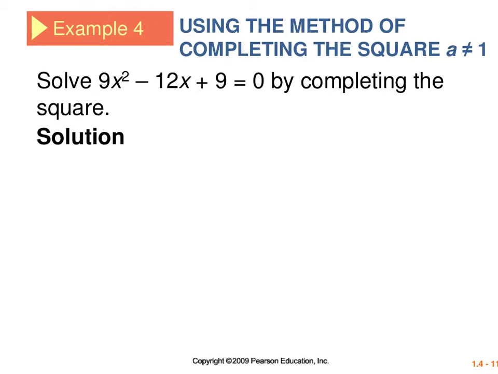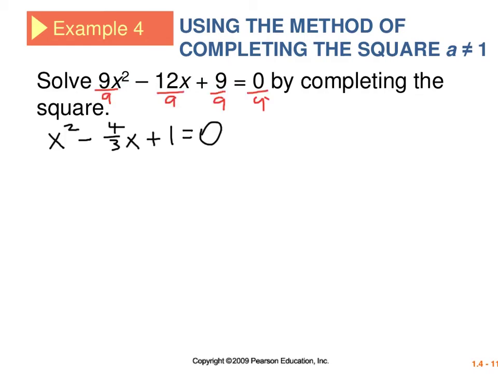Alright, this will be our final example. And I have 9x squared minus 12x plus 9 equals 0. And this time, since my a term is not 1, I have to divide out and make it 1 to complete the square. So I'm going to divide everything by 9. And here you see the resulting equation, x squared minus 4/3 x plus 1 equals 0. And now step 2, I need to rewrite it so that c is on the other side. So I'm going to do that now, which will make this a negative 1.